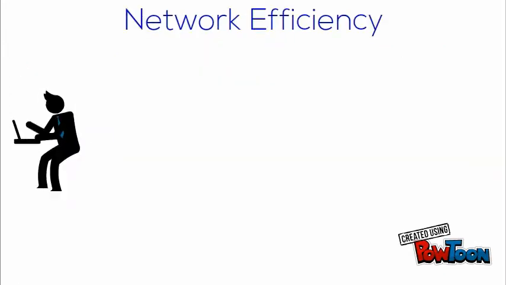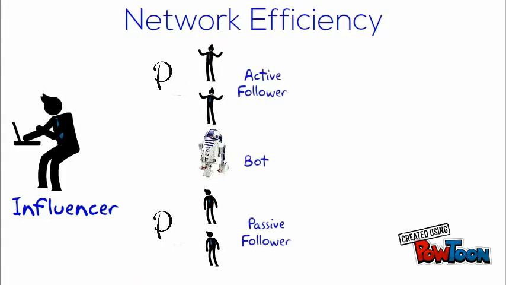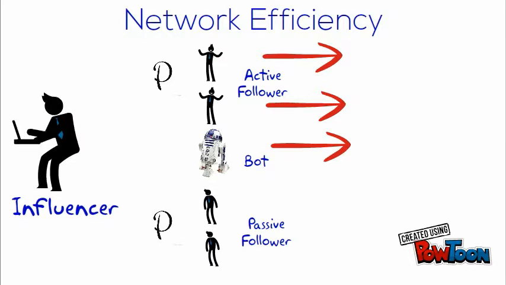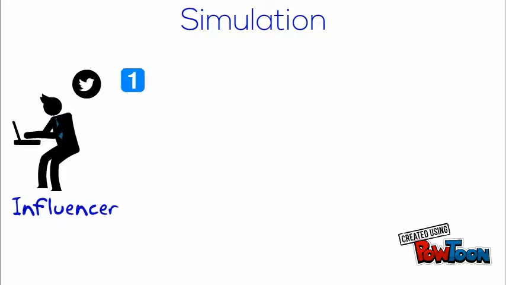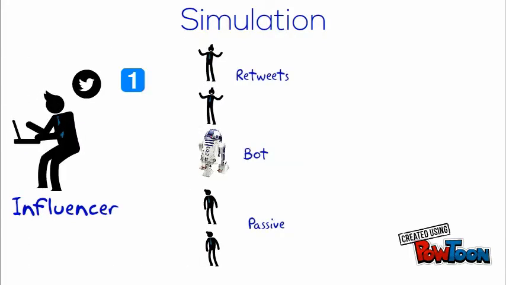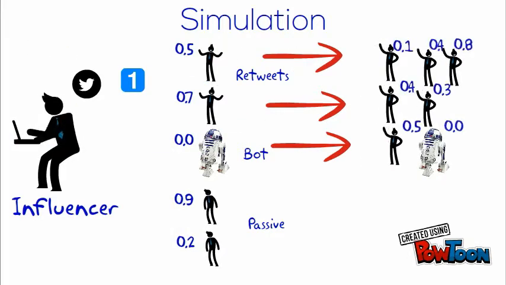So for the network efficiency part, for each influencer, we look at all of their active and passive followers. For the active followers, we calculate what is the probability that they will retweet and to how many people they retweet. So let's consider the simulation for one influencer. He has a first tweet. We look at the probability of his network for retweeting, the score of his follower base, and we can get for this one tweet how many people of the target market did he reach.